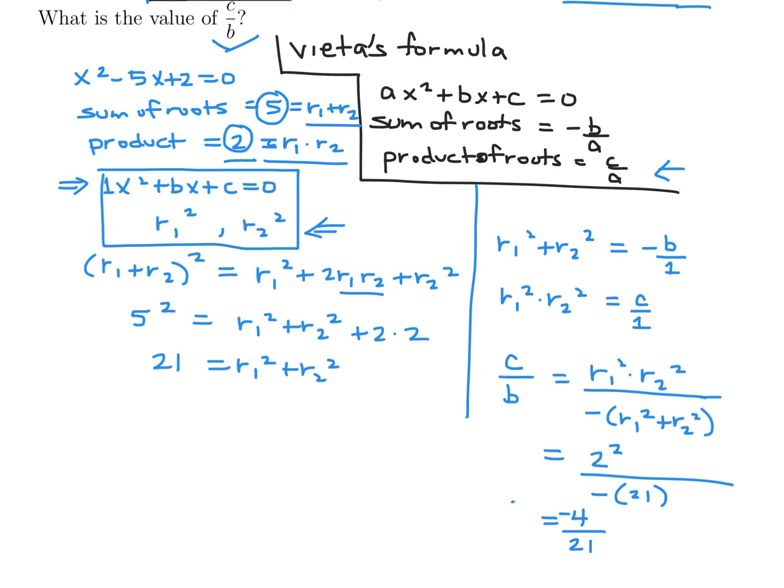Okay, so it took a little bit of messing around with Vieta's formula, but I'm pretty sure negative 4 over 21 is the answer to the question.